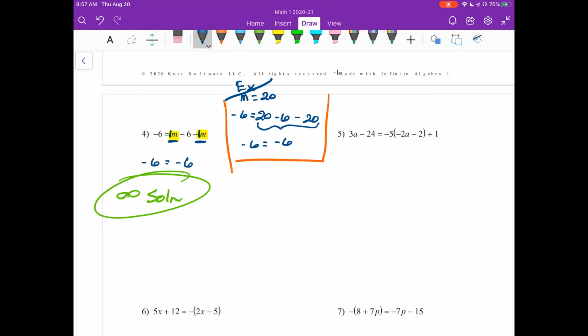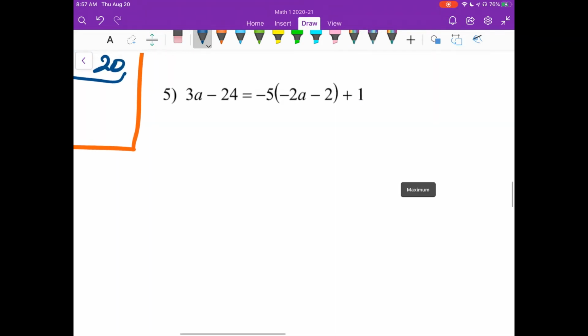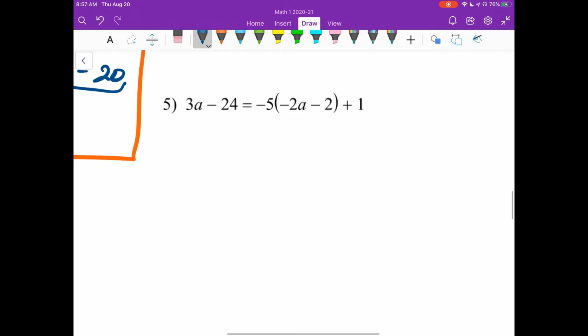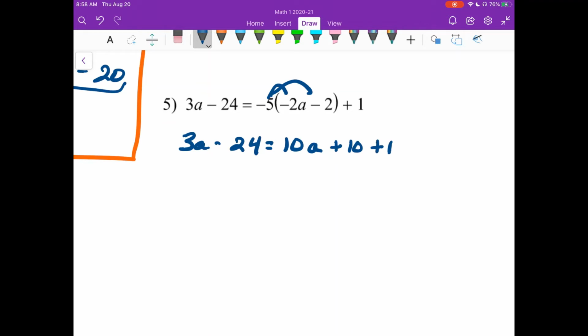So number 4, we've gotten that one done. Number 5. Number 5, we're going to start off by distributing this -5 to both of these guys. So we've got 3a minus 24 equals, we've got -5 times -2, that gives me positive 10, right? Because we got negative and negative. Then we have an a. Then we have -5 times -2 again, which gives me another positive 10. And then we have plus 1 at the end, right? So this highlighted thing turned into that highlighted thing.